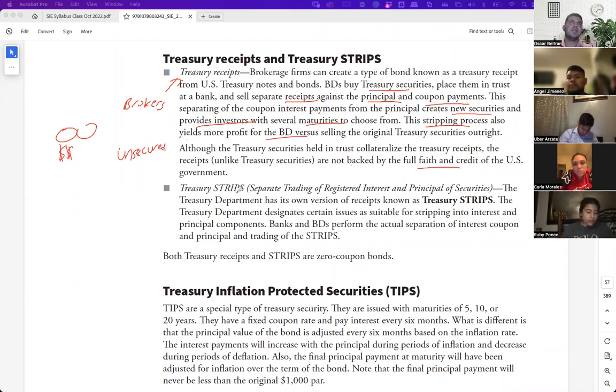Now, treasury strips are pretty much done by the Treasury Department of the U.S. For treasury strips, just memorize that they are tied to the Treasury Department. It has its own version of receipts known as treasury strips. The Treasury Department designates certain issues as suitable for stripping into interest and principal components. Banks and broker-dealers perform the actual separation of the interest coupon and principal and trade the strips. Both treasury receipts and strips are zero coupon bonds. So what does that mean?